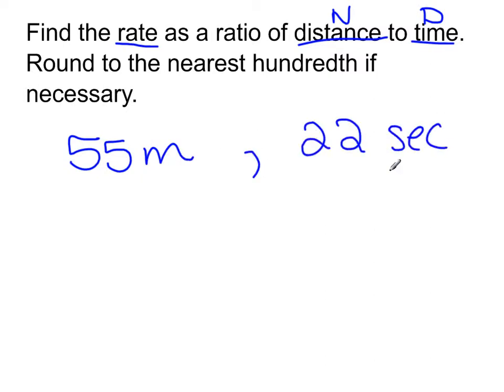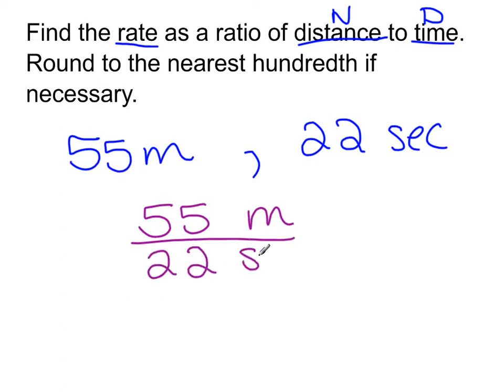Now, the order here could have been in any order. It doesn't matter what they gave us. Our directions told us the order that mattered. And the order that mattered was numerator, distance, first, to denominator, time. So our numerator is 55 meters compared to 22 seconds.